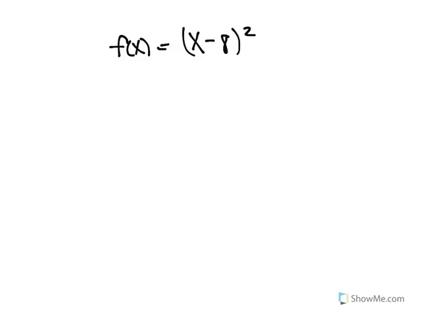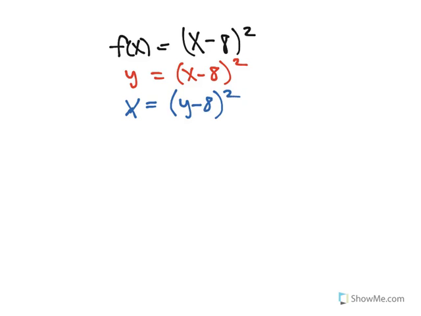When you have a number that's inside the equation, it still works the same way, but we've got to get rid of the square first. The first thing I'm going to do is replace f of x with y. Now, switch the x and y's, so this becomes x equals y minus 8 squared.